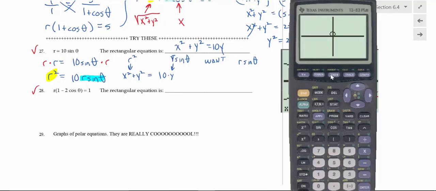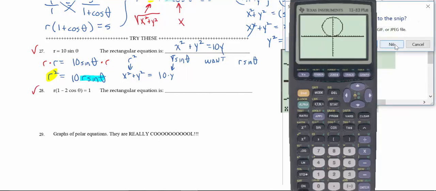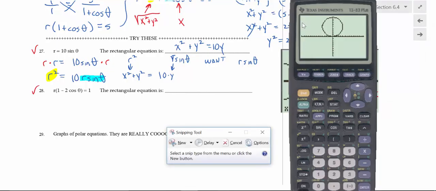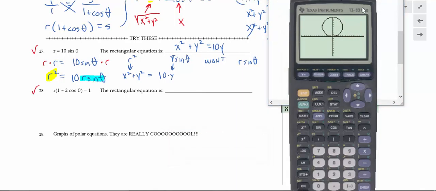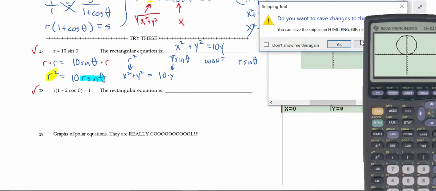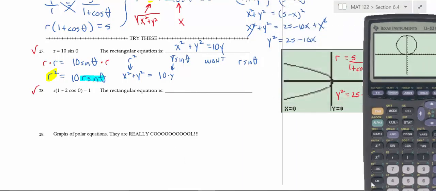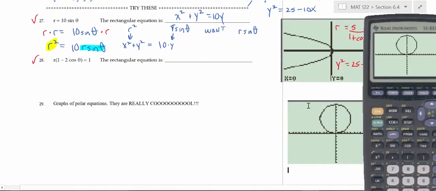I need to change that back to a standard window and see if I can see this okay. Yeah, the center is on the y-axis. So I'm going to do this zoom square thing. So I get this, and then I'll make a copy of this too for our reference. And the reason I know it's a circle is because it's quadratic in both variables. Let me paste this here somewhere so I can show you what I'm talking about.